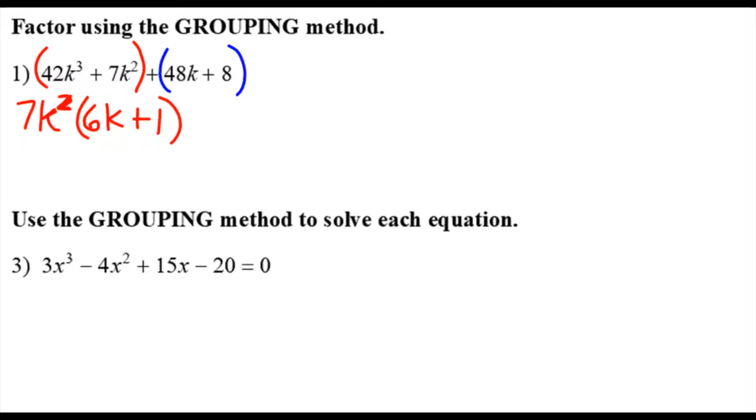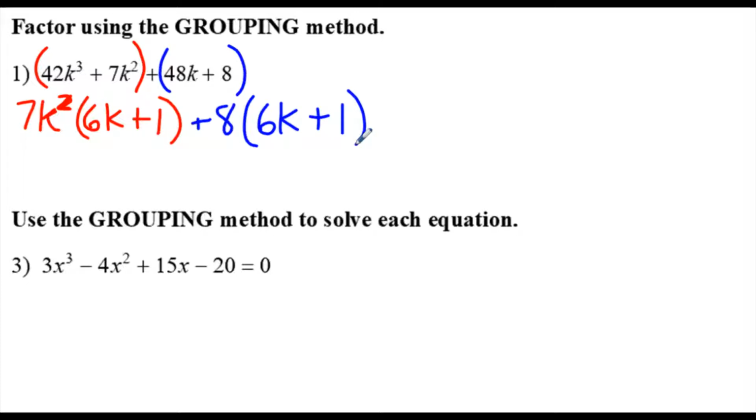Now let's look at the second group. The second group, 48k plus 8, has a common factor of 8. So I'm going to put a plus sign and an 8 there. If you take that 8 out, or think of a distributive property, 8 times 6k would get you back to 48k. And plus 8 times 1 would get you back to the 8.